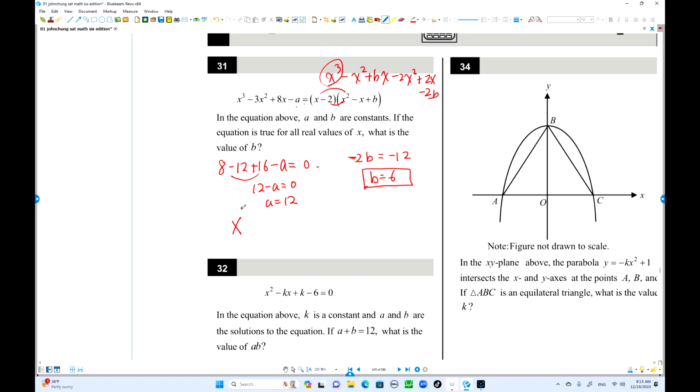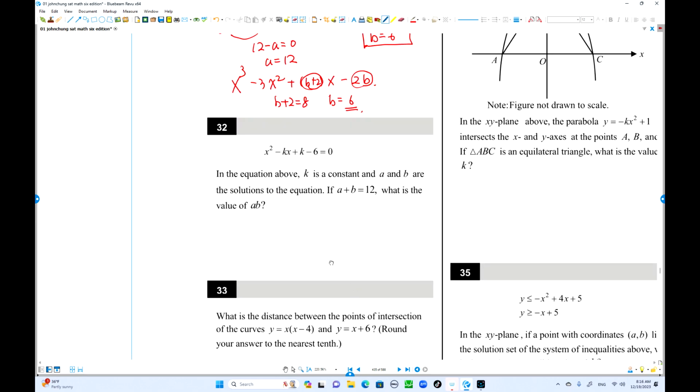X cubed over here. Second one is what? Minus x squared minus 2x is minus 3x squared, same as before, right? After that, the x term is b plus 2, and the constant term is 2b. From here, b plus 2 equals 8, so you can find the value of b. b equals 6, isn't it?